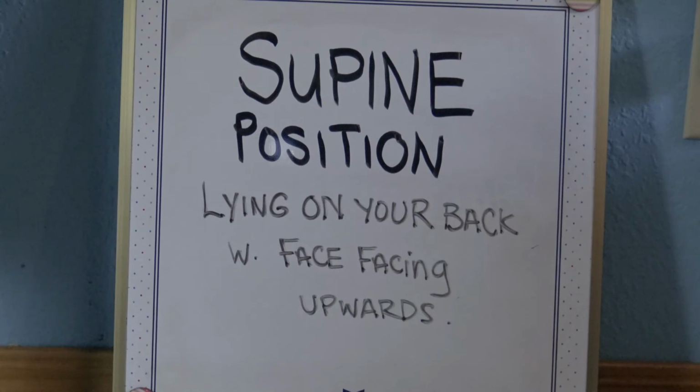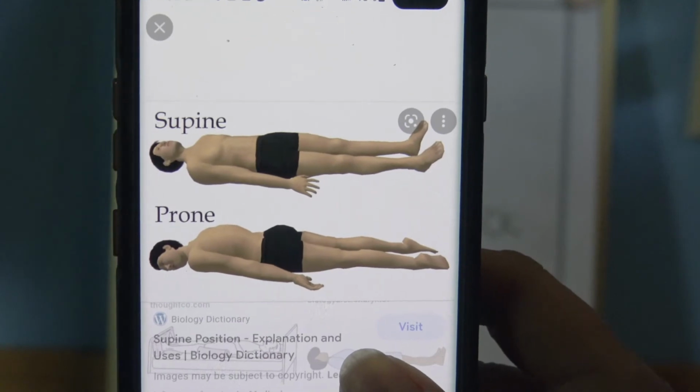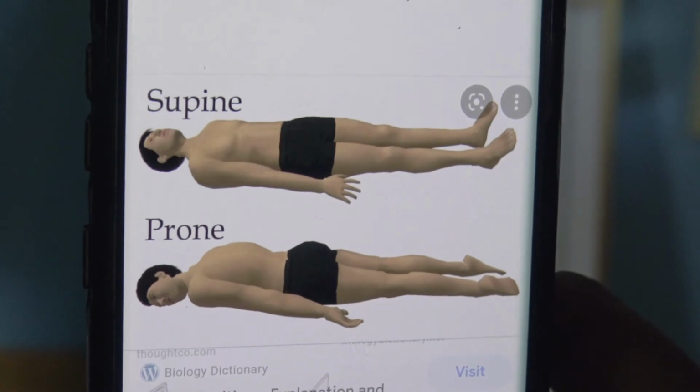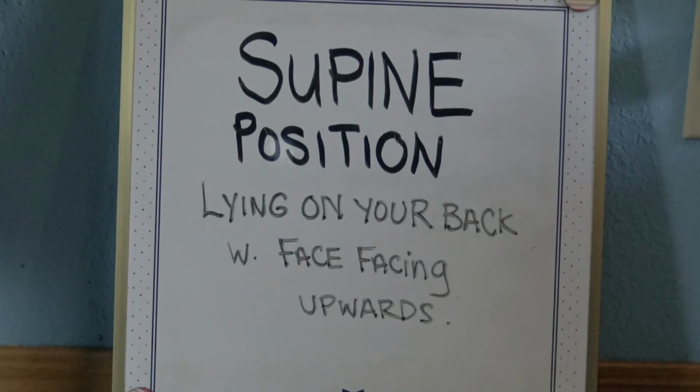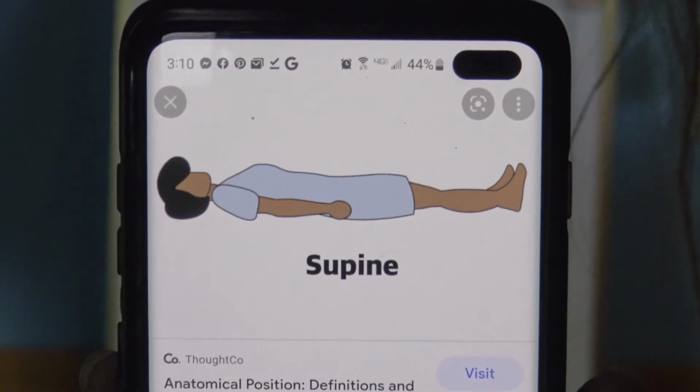Supine position. The supine position is when a person is lying on their back with their face facing upwards. They are lying horizontally with the face and torso facing up, as opposed to the prone position, which is face down. So, supine versus prone. Supine.